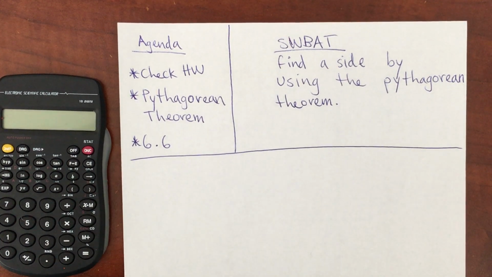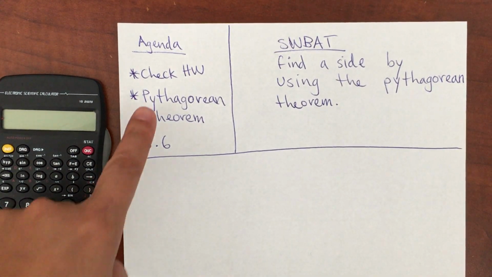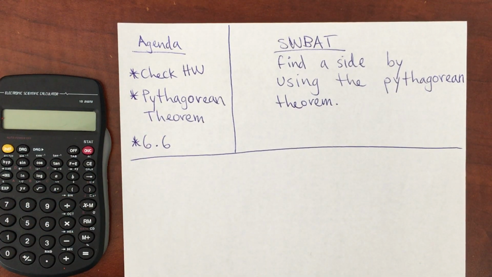Hello students, today's agenda is to check homework. You will be learning about the Pythagorean Theorem and you will be able to work on 6.6. Today students will be able to find a side by using the Pythagorean Theorem.